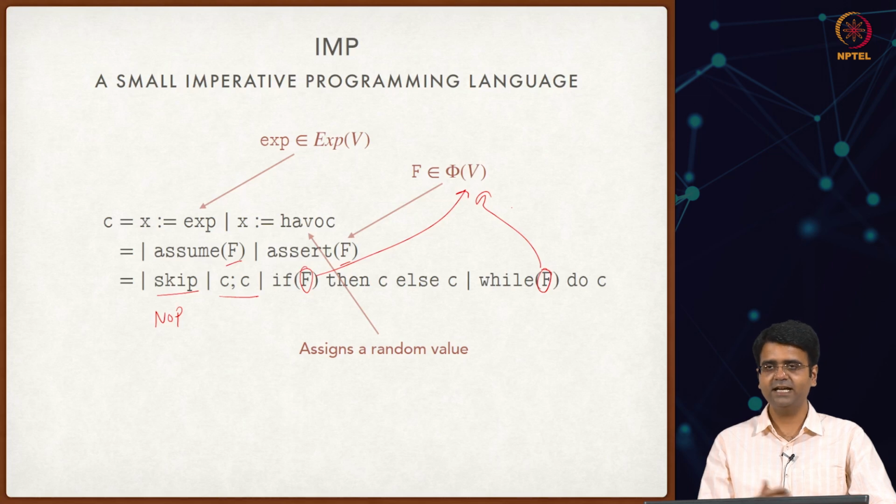So this is the syntax of our IMP programming language. As you can see, it has the very base features that you may expect out of any imperative language. It has assignments, sequential composition, and your if-then-else and while loops. In addition there are a few special features: havoc, assume and assert. So let's see what they do.